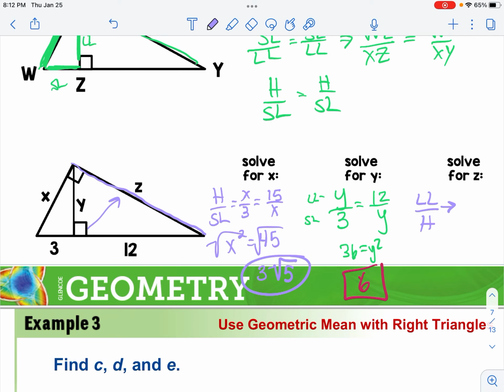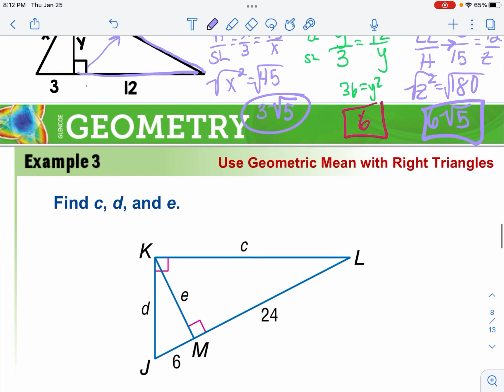So of this triangle, my long leg is z over my hypotenuse, which is 3 plus 12, which is 15, is equal to what is my long leg on this one, 12, over my hypotenuse, which is z. So I have z squared is equal to 180. When I square both sides and simplify, I get 6 radical 5. So the key to this is to choose the variable you're solving for and then see what it represents.